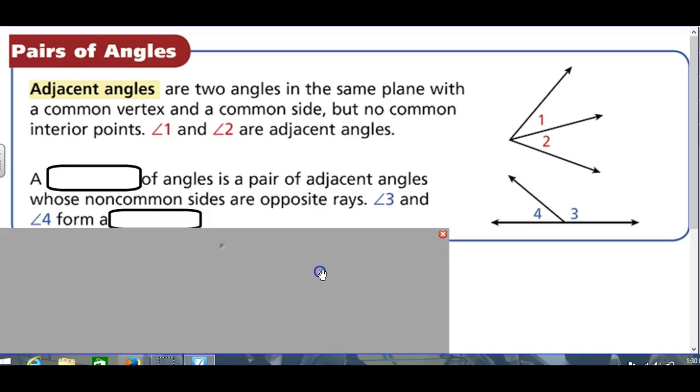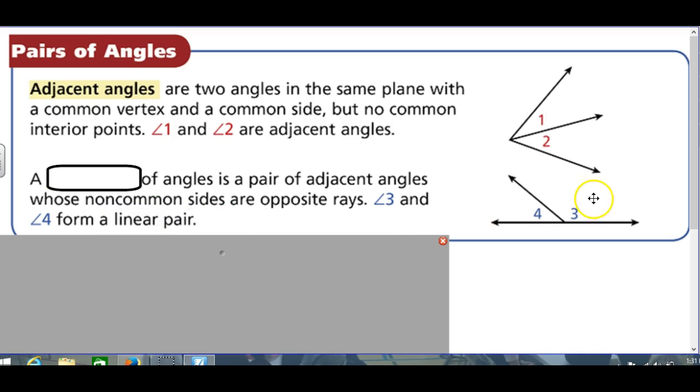3 and 4 are adjacent. There's something else in this pair of adjacent angles. The opposite sides, this ray and this ray, the non-common sides, they form a line. So we say angles 3 and 4 are a linear pair. So a linear pair are two adjacent angles whose opposite rays, non-common sides, form a line.